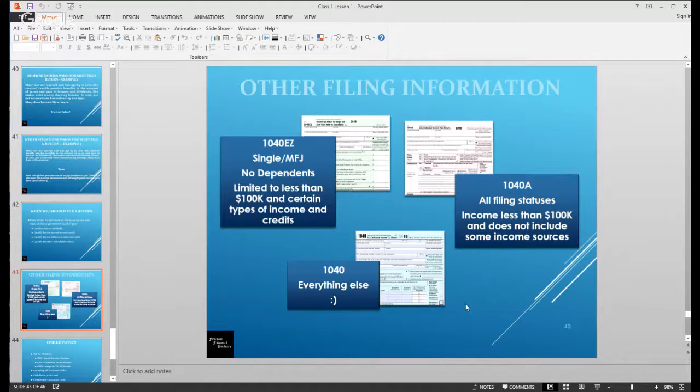The 1040A would allow you to file for all filing status. Again, your income must be less than $1,000, and it does not include all sources of income. So the 1040 can be used by everyone. You just have a few more lines to work with than if you were to choose one of the more abbreviated forms. The abbreviated forms would not allow for certain types of income.